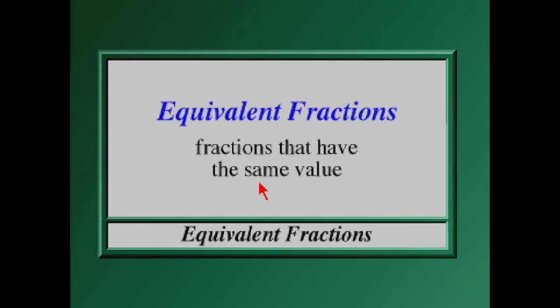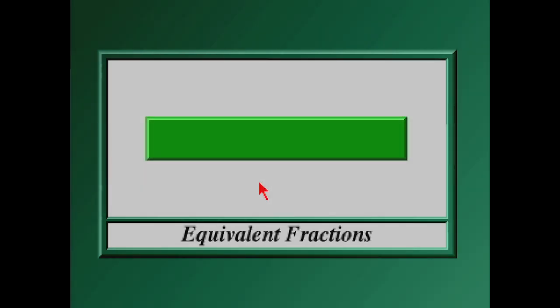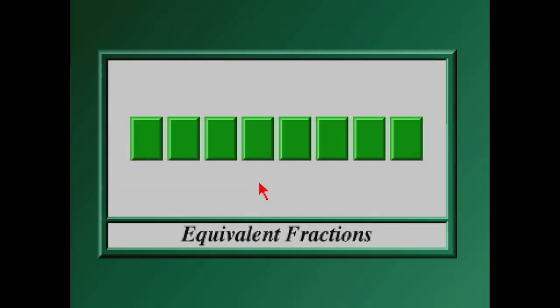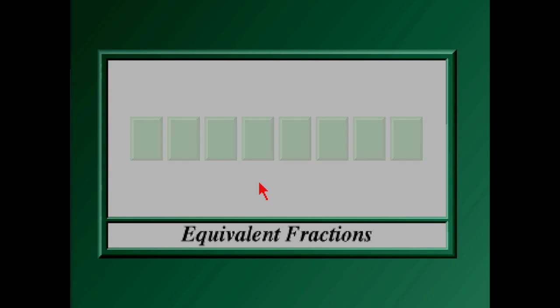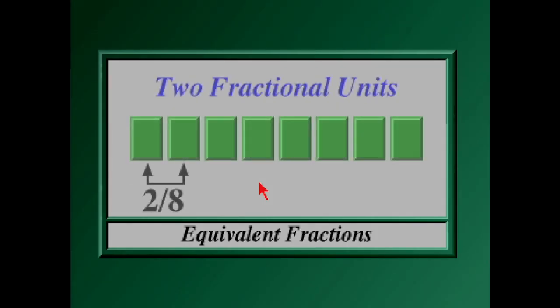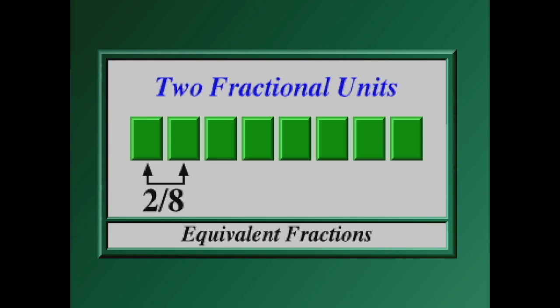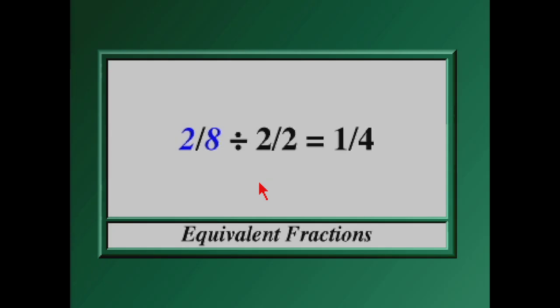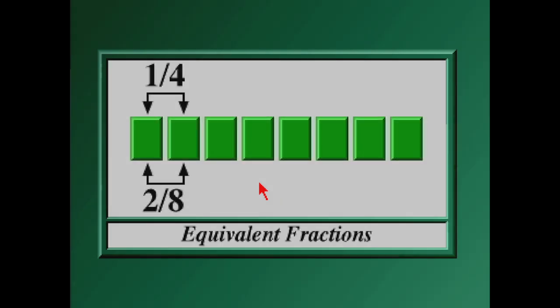Equivalent fractions are fractions that have the same value. For example, the rectangle is separated into 8 equal pieces. One fractional unit is 1/8. Two fractional units are 2/8. 2/8 could also be represented as 1/4 because dividing the numerator and denominator by 2 equals 1/4. We can conclude that 2/8 is equivalent to 1/4 because the value of both fractions is equal.